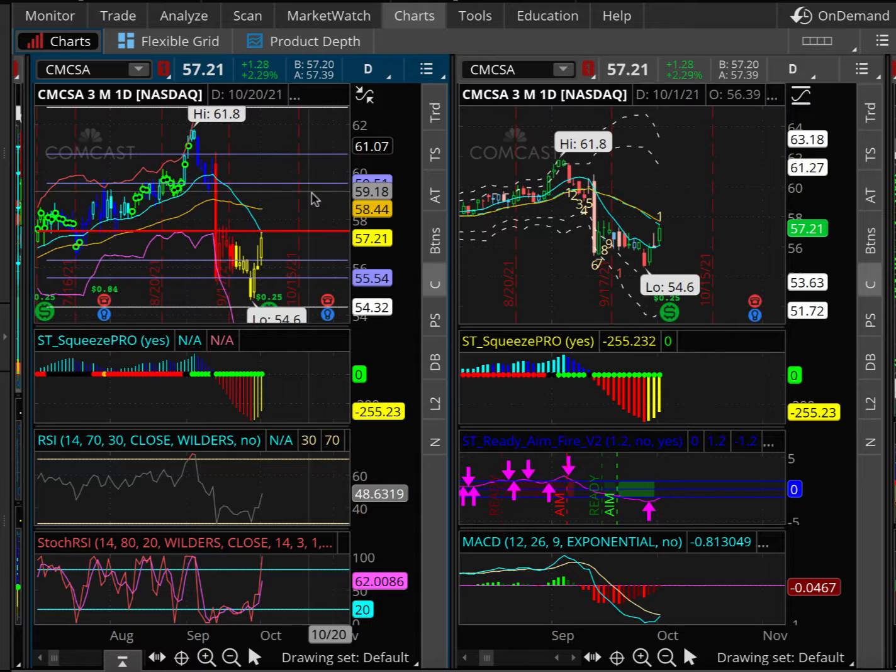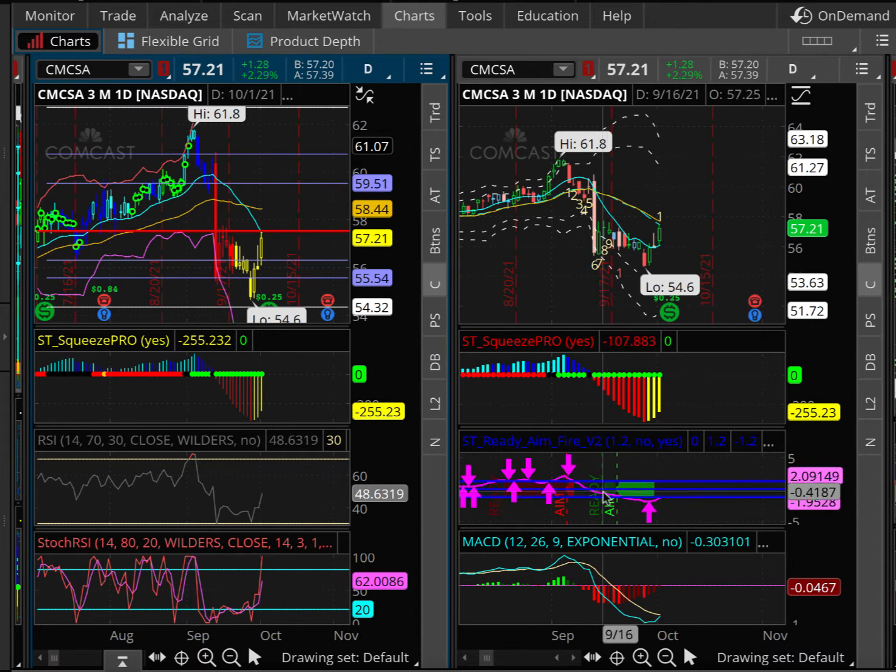On the chart, I've got my voodoo lines, which are historical lines of support and resistance, the squeeze pro, and the stochastic RSI. On this side, we have sequence counter, we have the 8 moving average, 21 moving average, the ready aim fire, and the MACD. Now, what are these things telling me?